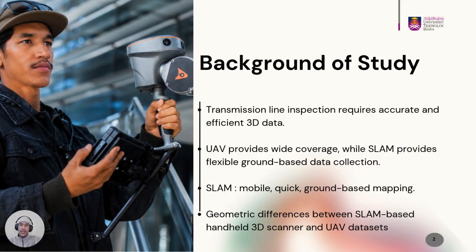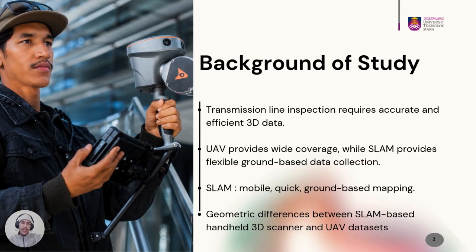Before we proceed with this presentation, let me briefly explain the background of this study. First, transmission line inspection requires accurate and efficient 3D data to support infrastructure monitoring and modeling. Traditionally, different data acquisition methods can be used to capture infrastructure information, but in this study, two approaches were compared, which are SLAM-based 3D scanning and UAV photogrammetry.